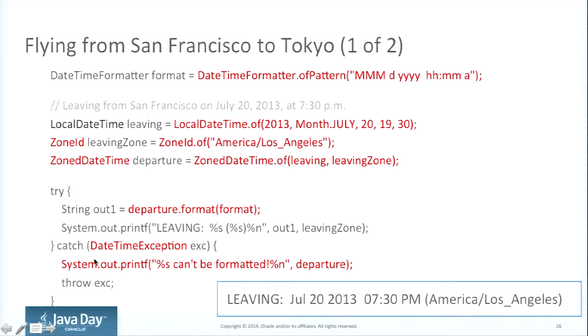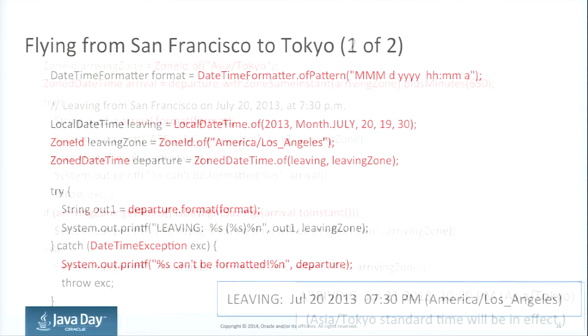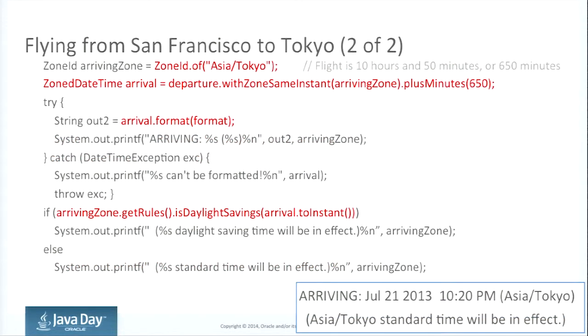Why do we have an exception? Because when we try to give the date a format, there could be an exception when trying to apply it. So that's why we have it. Now, what happened on the other side? So I know that my flight takes 10 hours and 50 minutes, okay? So that's 650 minutes in total.